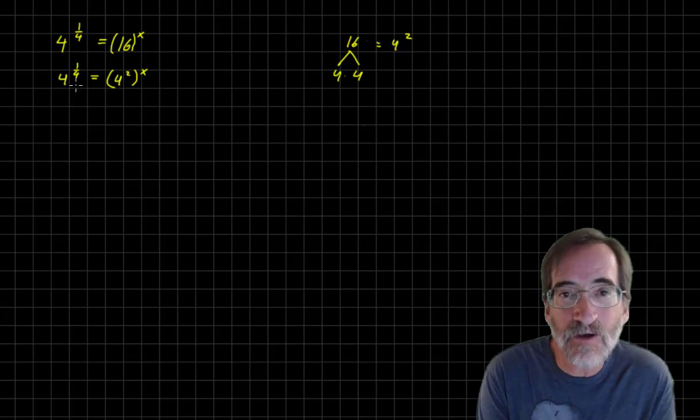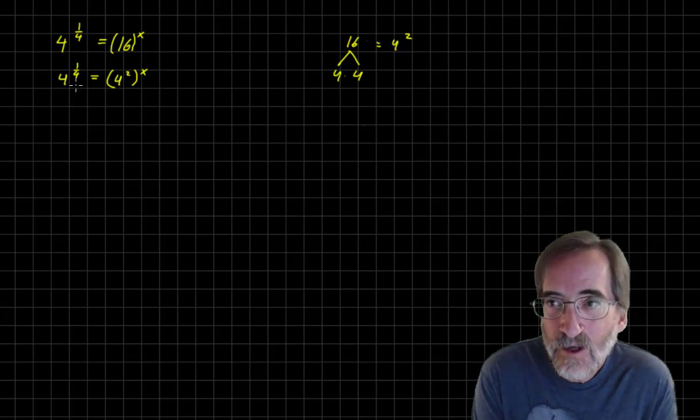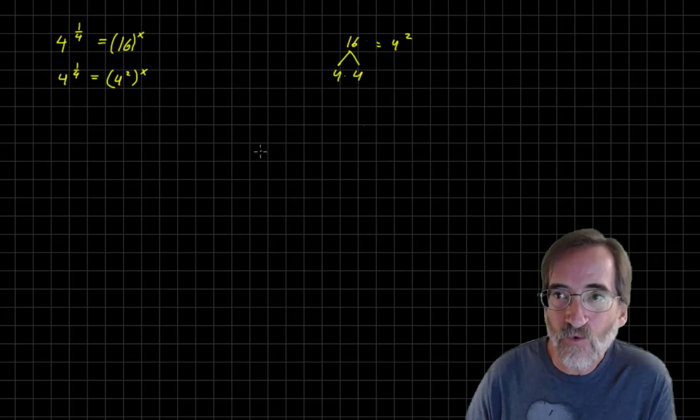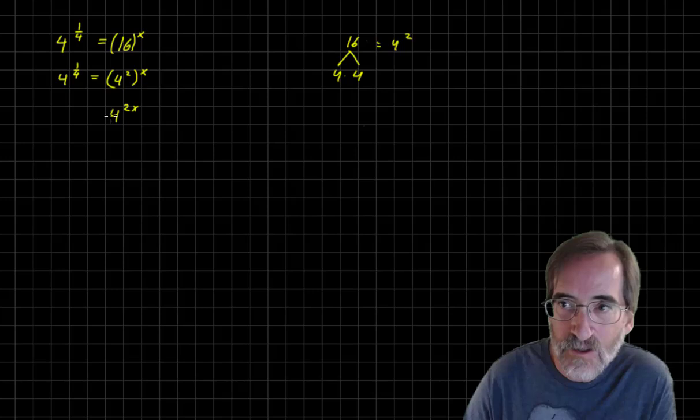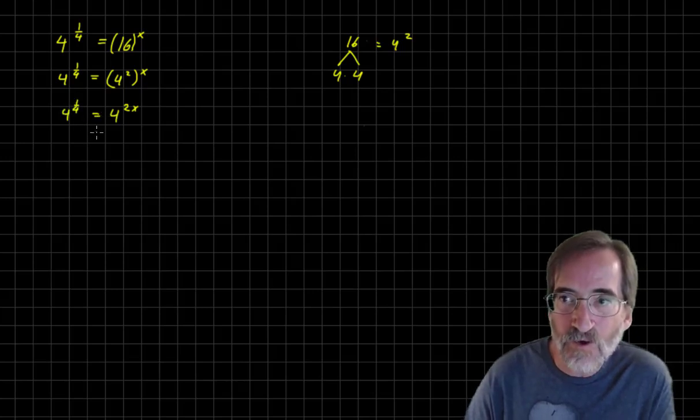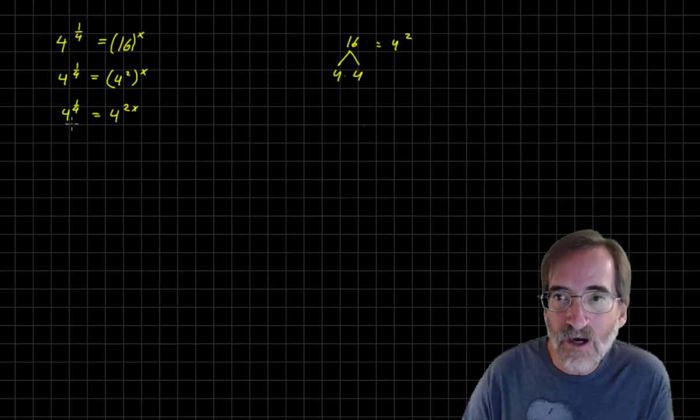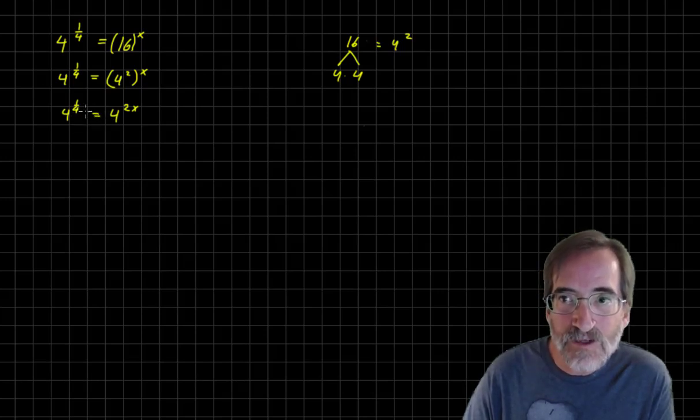Note we could have also gone for a common base of 2. But now we're going to use the power of powers rule. 4 to the 2 to the x, power of powers, is 4 to the 2x. So 4 to the 1/4 equals 4 to the 2x. Now we've got a common base, same base, and the only way for exponential functions to equal each other is for their exponents to equal each other. So if 4 to the 1/4 equals 4 to the 2x, then 1/4 equals 2x.